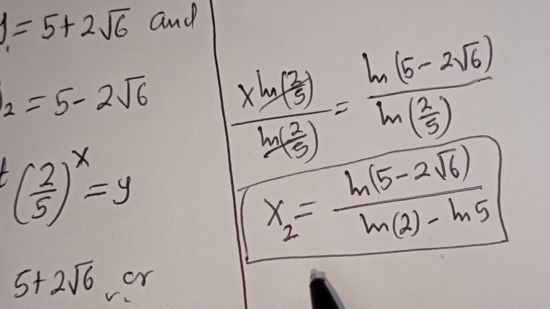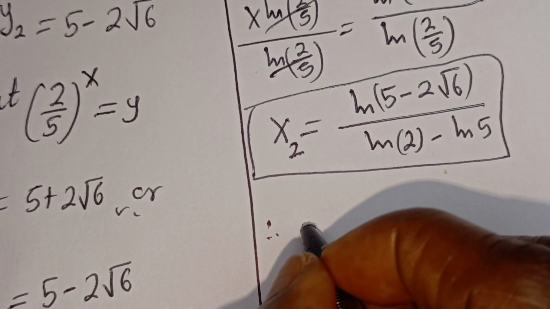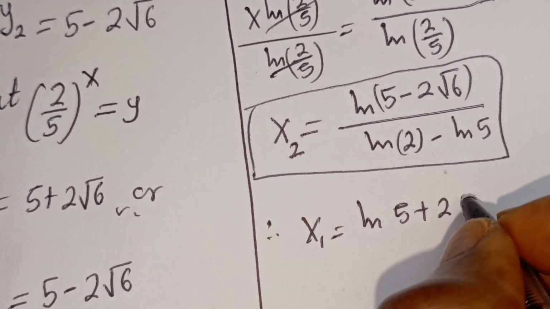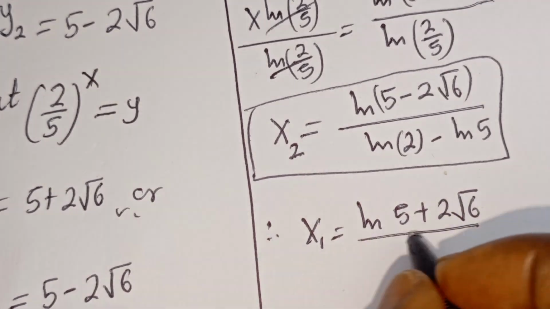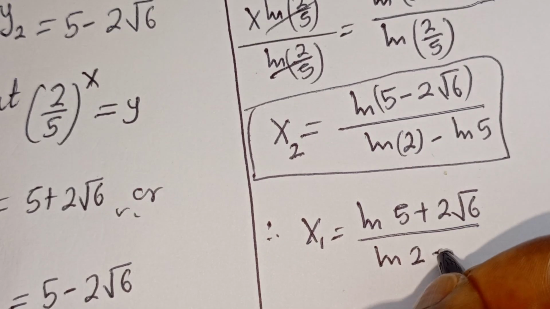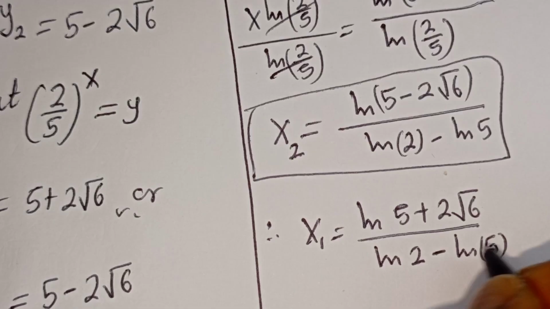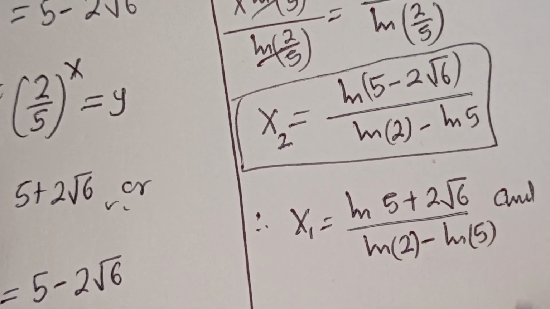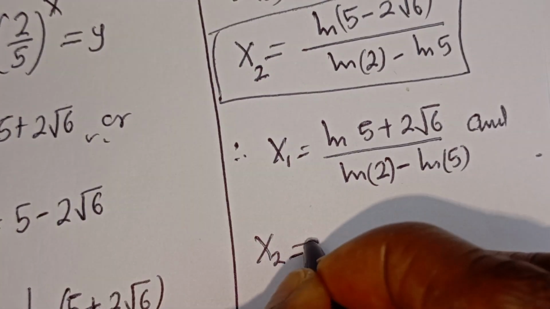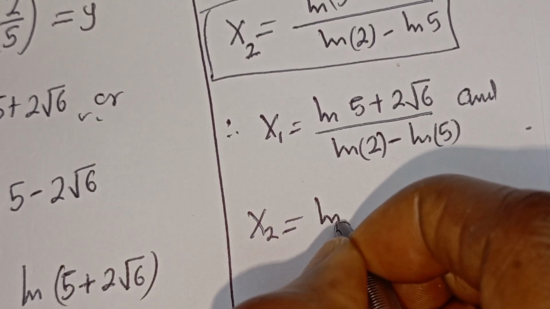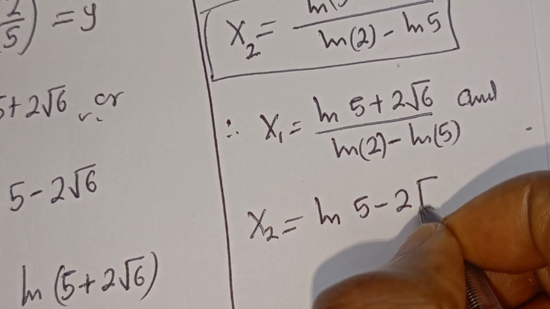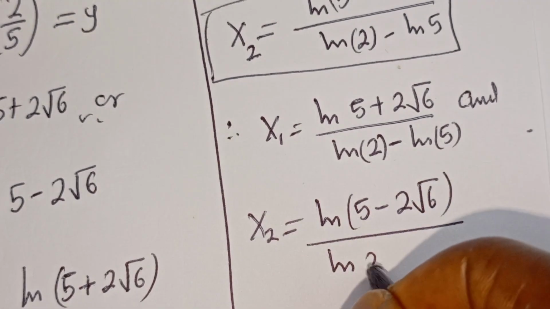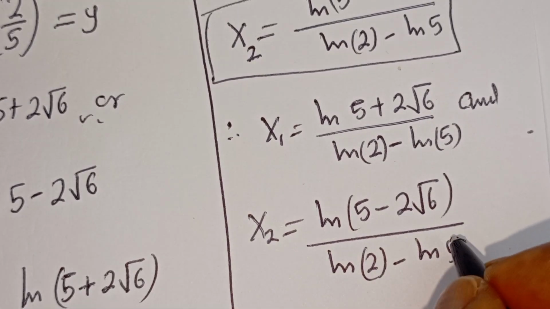Therefore, our final answers are x1 is equal to ln of 5 plus 2 root 6 divided by ln of 2 minus ln of 5, and x2 is equal to ln of 5 minus 2 root 6 divided by ln of 2 minus ln of 5.